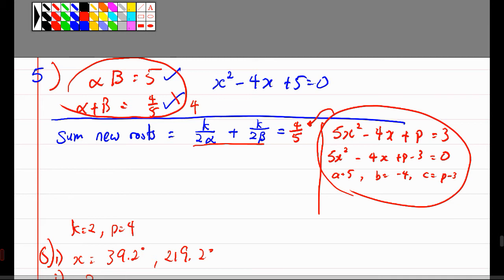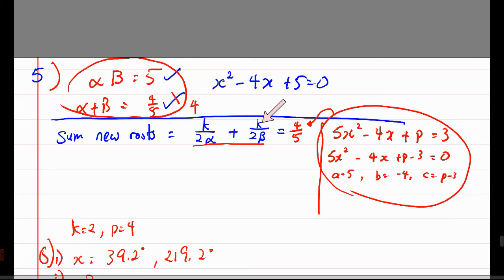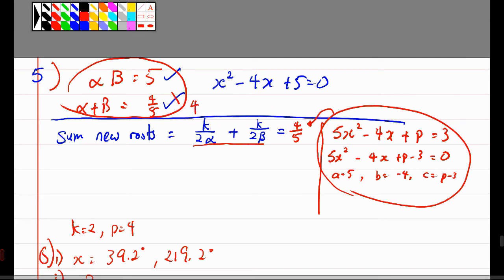Continue. How do I continue here? I got 2 fractions. What do I do? Make same denominator. Combine. So what is the same denominator? 4 alpha beta. Here will be K times beta. 4 is wrong. It should be 2. The LCM here is not 4. The LCM here is only 2.